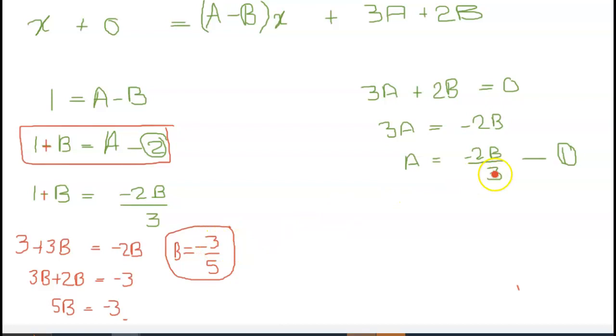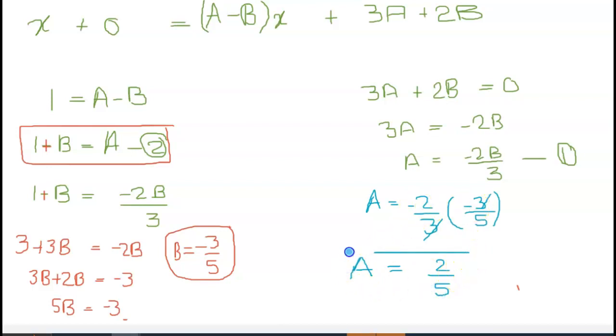Once I got the answer for b, I need to find the answer for a. To find a, I write a equals minus 2 over 3 multiplied by b. b is minus 3 over 5. Now the 3 and the 3 cancel. The a is 2 over 5, because there was a minus here and a minus here, that makes a plus. So I got the value for a and I got the value for b.